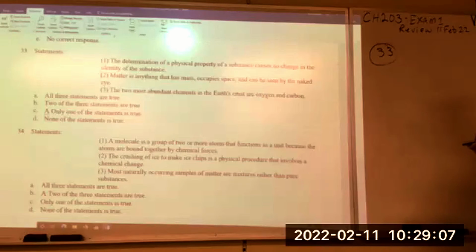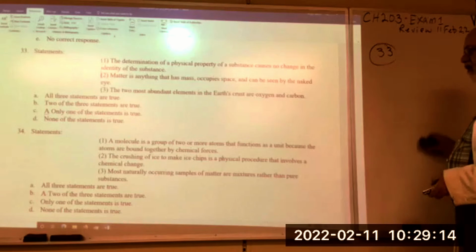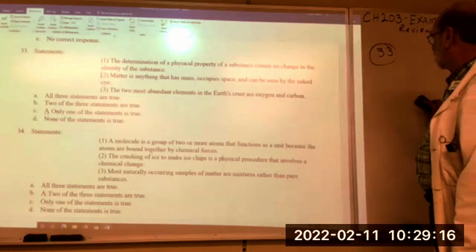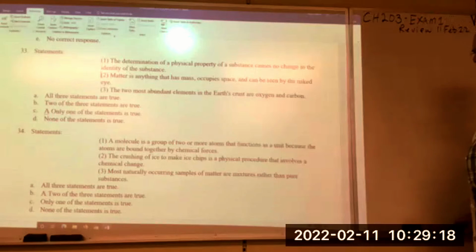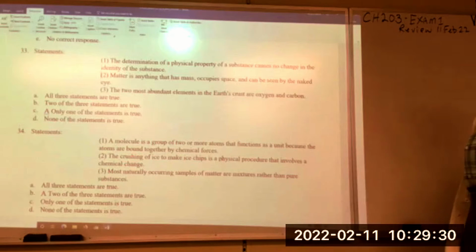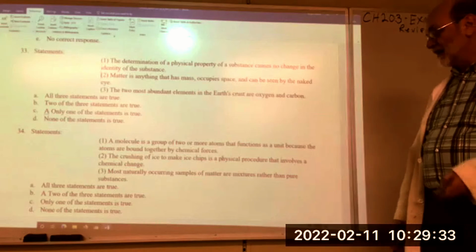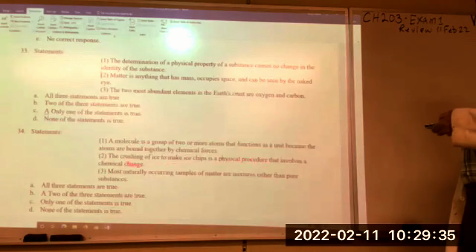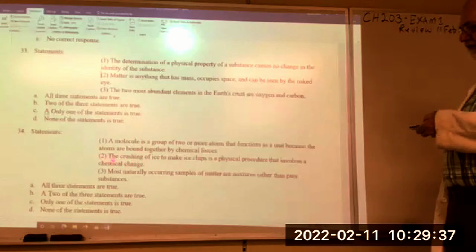How about this one? Let's see, we want to tackle this one. A molecule is a group of two or more atoms that functions as a unit because the atoms are bound together by chemical forces. Okay, I'll go with that. Yeah, they function as a single unit. Crushing of ice to make ice chips is a physical procedure that involves a chemical change. That's contradictory in itself, right? It's a physical change, not a chemical change. 2 is false.